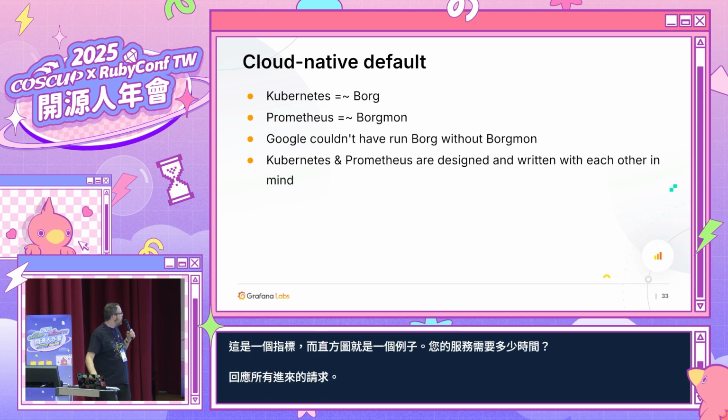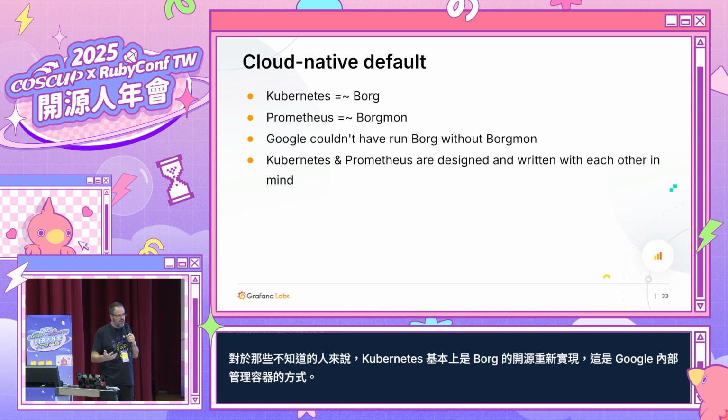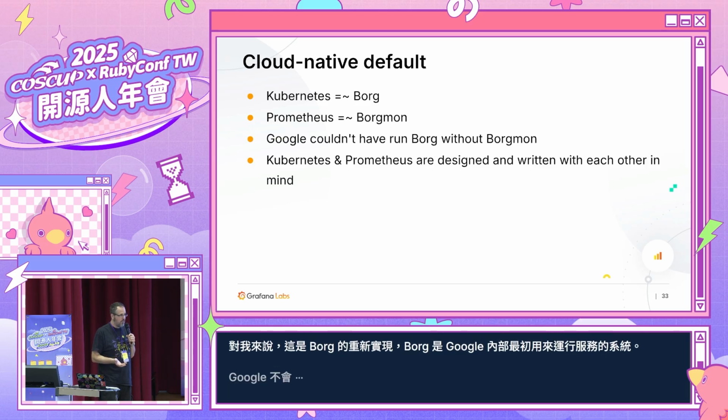Also, for those who don't know, Kubernetes is basically the open source reimplementation of Borg, which is how Google runs their containers internally. And Prometheus is the reimplementation of Borgmon, which is the initial system within Google to run the services with. Quite literally, Google would not exist in its current form without Borg and Borgmon, and that is what you have with Kubernetes and with Prometheus today. They really scale, they're really powerful.